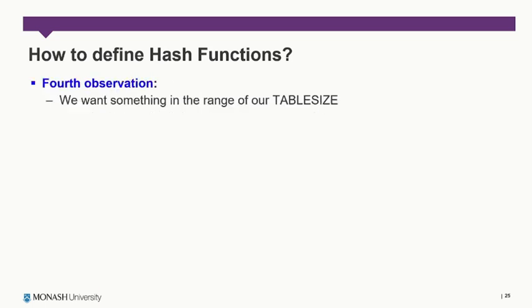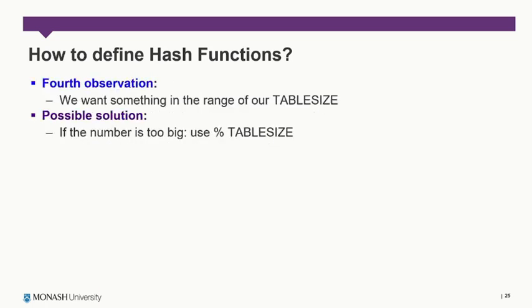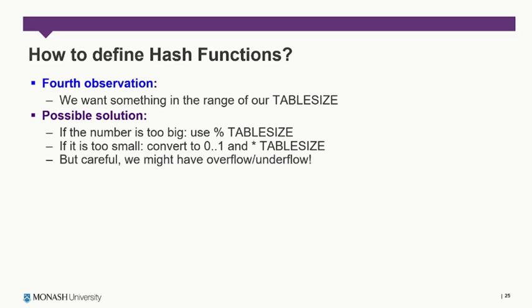Fourth observation, we want something in the range of our table size. Possible solution, if the number is too big, just mod it by the table size. If it's too small, convert it to 0, 1, and then multiply it by the table size. But be careful, we might overflow or underflow.